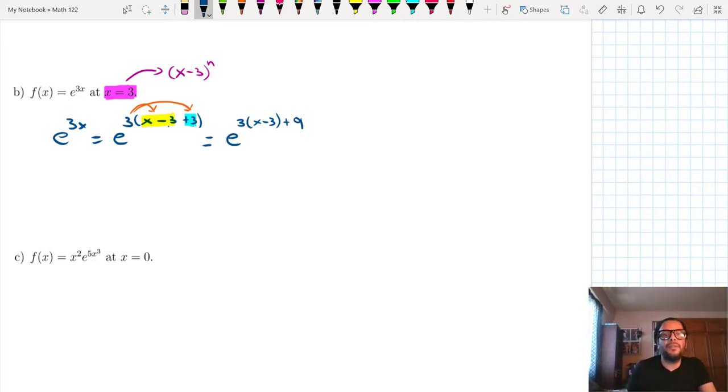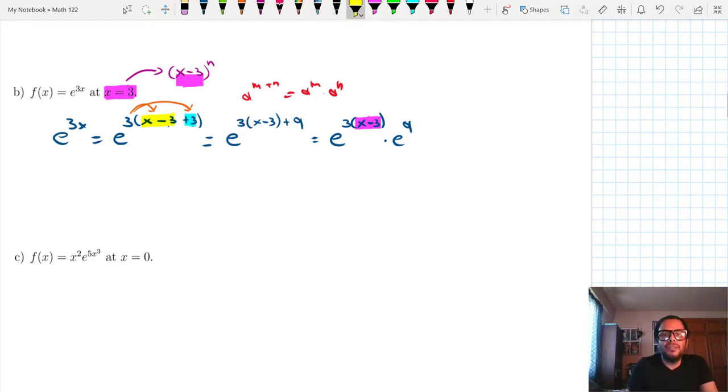Now, by laws of exponents, a to the m plus n is the same as a to the m times a to the n. And I'm going to write this as e to the 3 times x minus 3 times e to the 9th. The idea is to have this x minus 3, that'll be the center of the series.